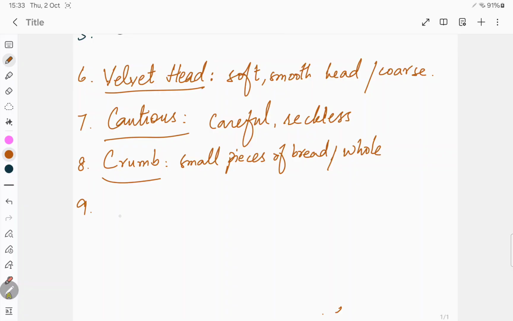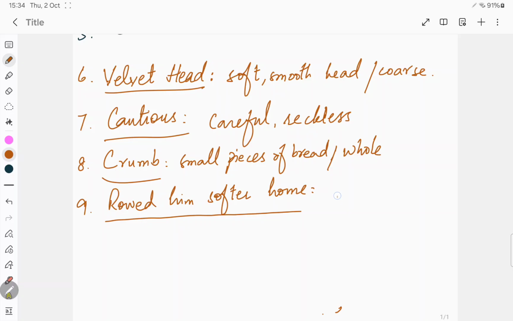The next word is, rather it is a phrase, rode him softer home. Well, if you remember, I believe this is the last stanza of the poem, when the bird has finally decided that it is going to leave. So it's actually a metaphor, comparing the bird's gentle flight to rowing a boat very smoothly.